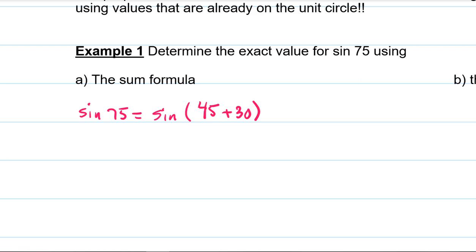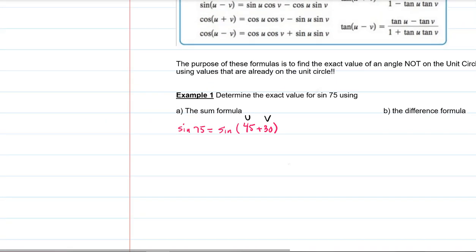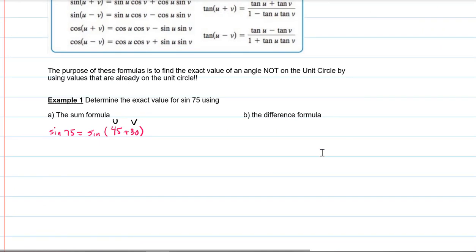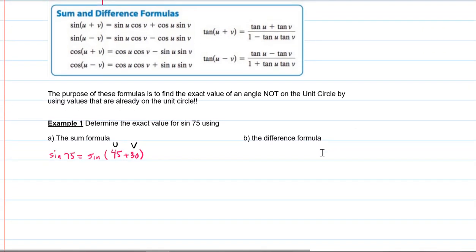Those are going to be the two angles that we're going to use for this. So this is going to be our U. We're going to let 45 be our U and our 30 be our V. Now from here, this is where you want to make sure you take your time to substitute everything in correctly.